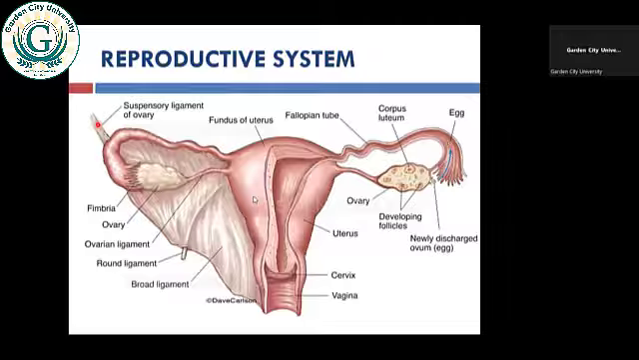So this is the, what's happening here? Diagram of the reproductive system.